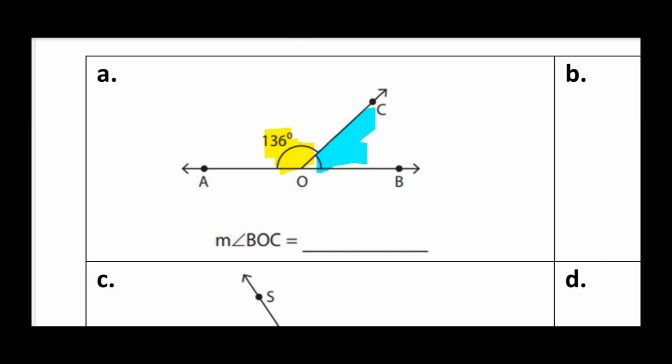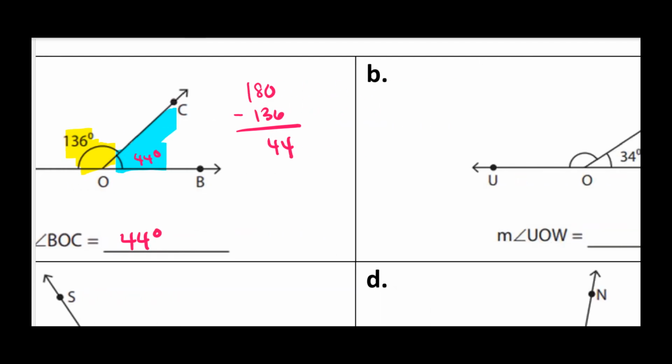So this side right here, that angle has got to be whatever 180 minus 136 gives us. So we'll do that calculation, right? Because we want to make sure our arithmetic's good. So 180 minus 136, when we do that, we get a difference of 44. So this angle right here would have to be 44 degrees. So we would write down 44 degrees there for the measure of angle B.